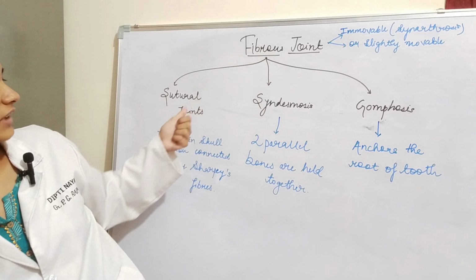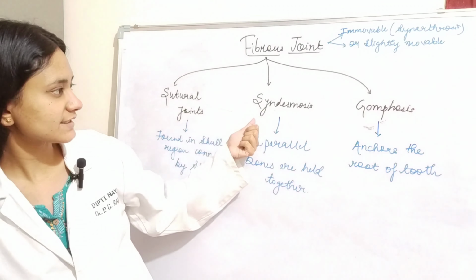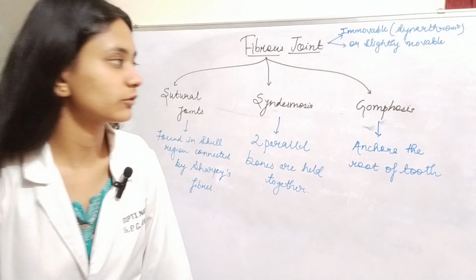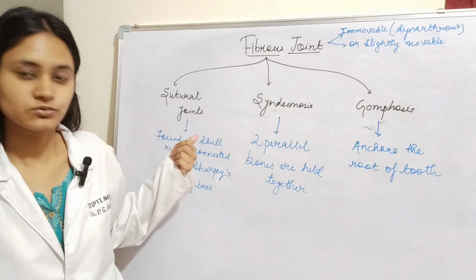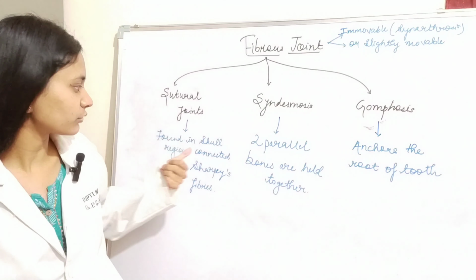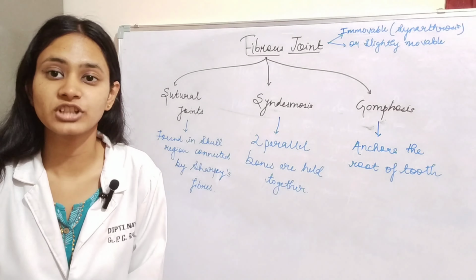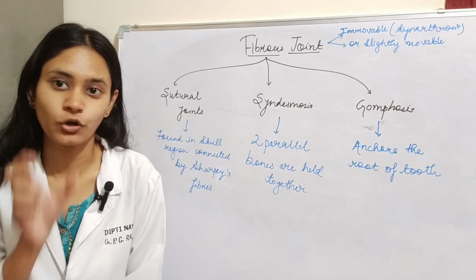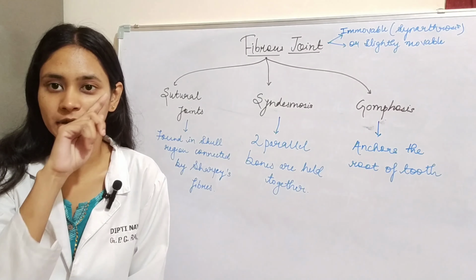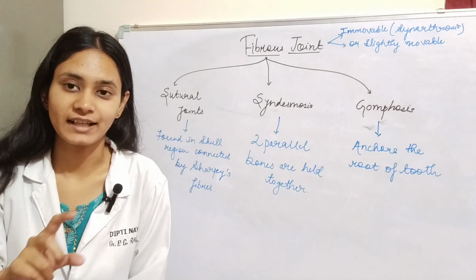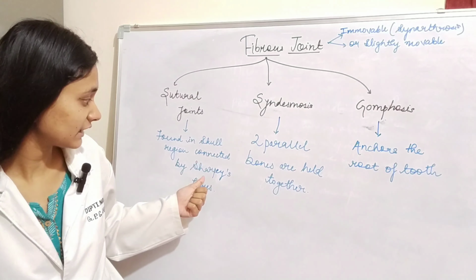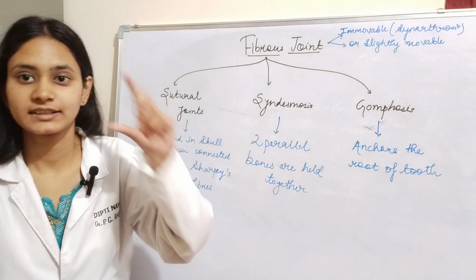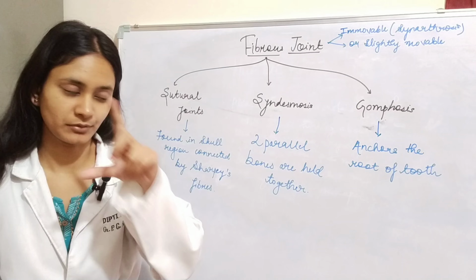The fibrous joint is divided into sutural joints, syndesmosis and gomphosis. Now what is sutural joint? Sutural joint is basically found in skull and is connected through your Sharpey's fibers. We've also learned about Sharpey's fibers in the parts of growing long bone where the periosteal artery is supplied and they are held together by the Sharpey's fibers, in the diaphysis region.